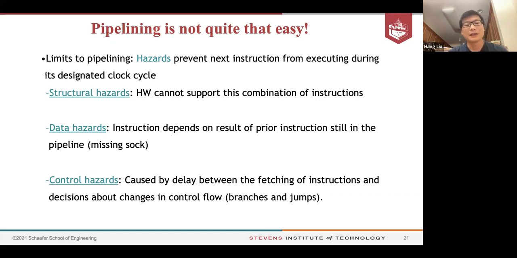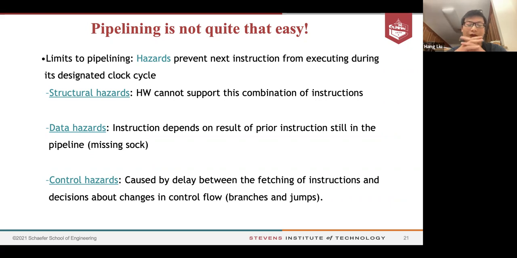The hazards can be a structure hazard. That means the hardware component cannot support the combination of instructions. For instance, instruction fetch has to go to memory and memory access also has to go to memory. These two components might have some contention if we only have a single port of the memory. Data hazards are, I would say, the most popular one. An instruction depends on the output of the prior instruction.